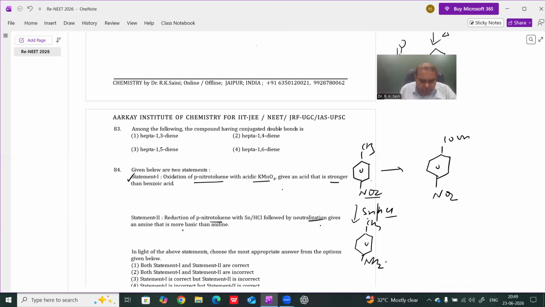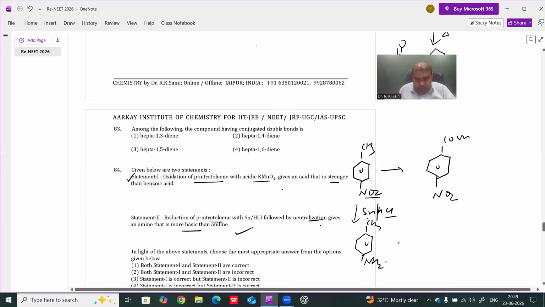This product is more basic than aniline. It is also correct because of the +I as well as hyperconjugation effect of the methyl group at the para position. Therefore, electron density increases at nitrogen and it is more basic than aniline. Both statements, first and second, are correct.